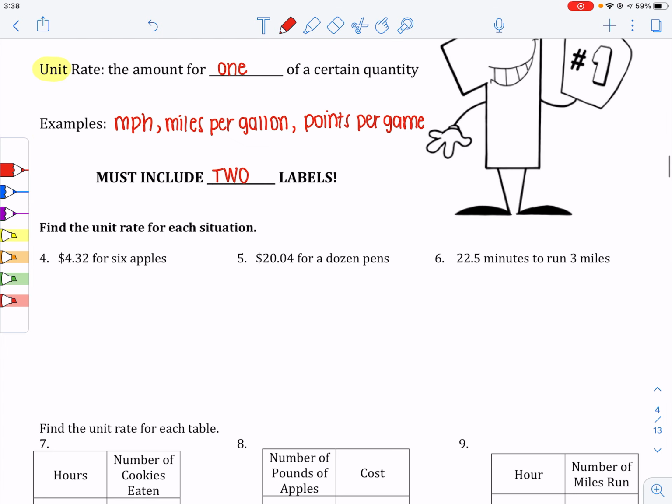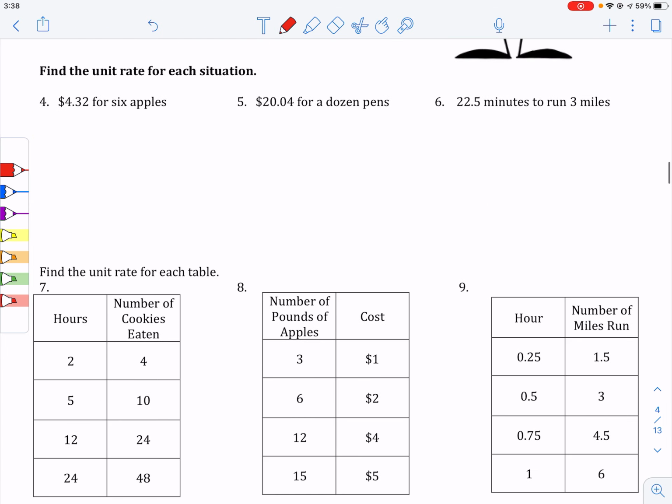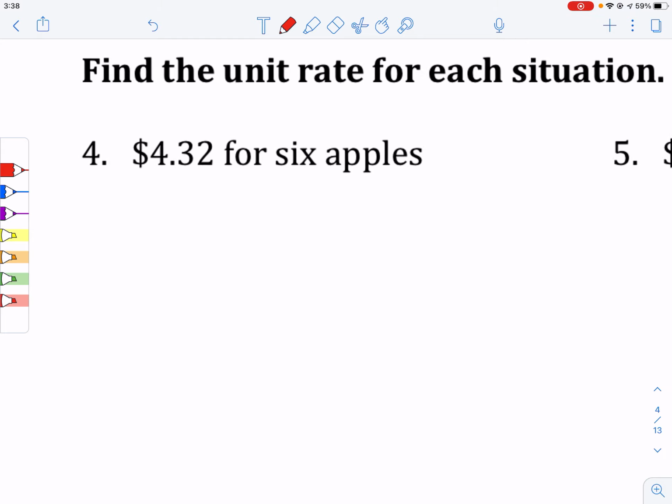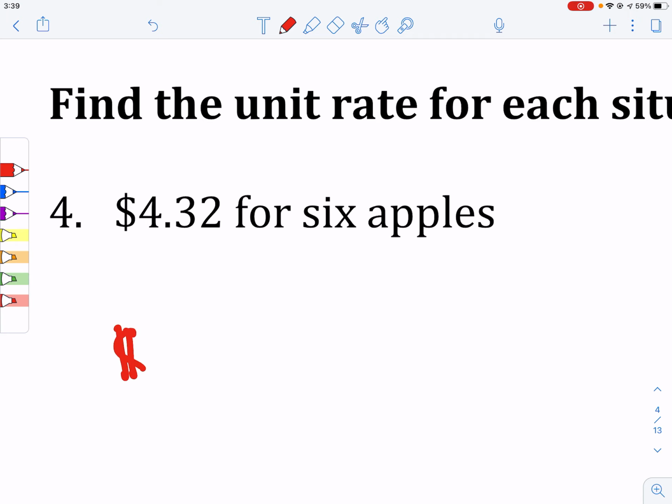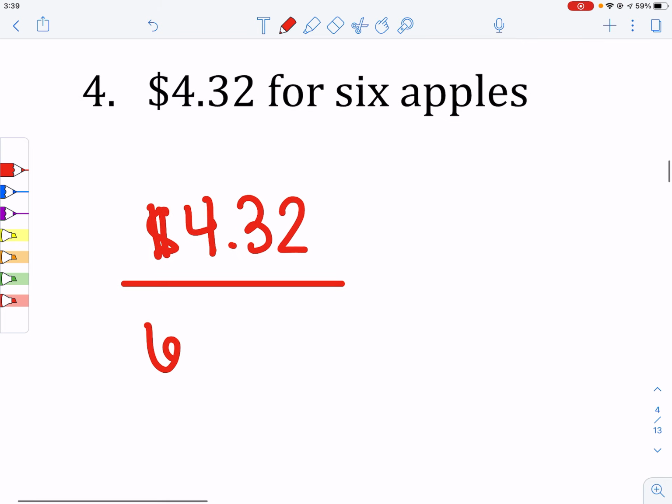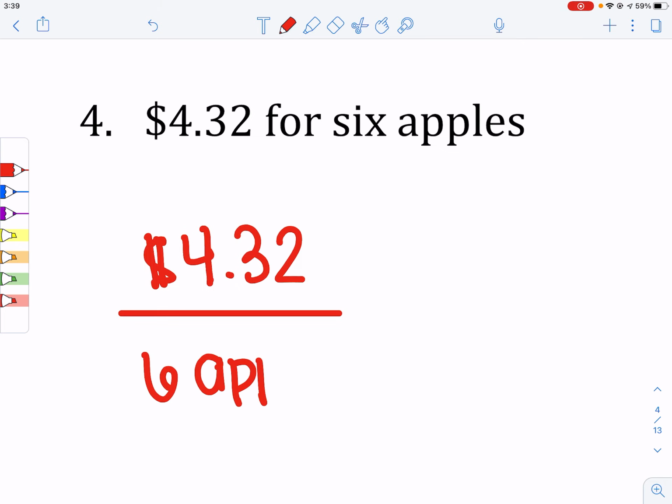Okay, so for each of these, with the unit rates I'm giving you here, a big note for you guys to see is anytime I'm giving you values, if you ever have money for a value, typically that's going to be your numerator. So I always write unit rates as fractions. So I know this is going to be $4.32 for 6 apples. So we're going to write it as a fraction, and then we're going to take this fraction and we are going to use it and find a unit rate.